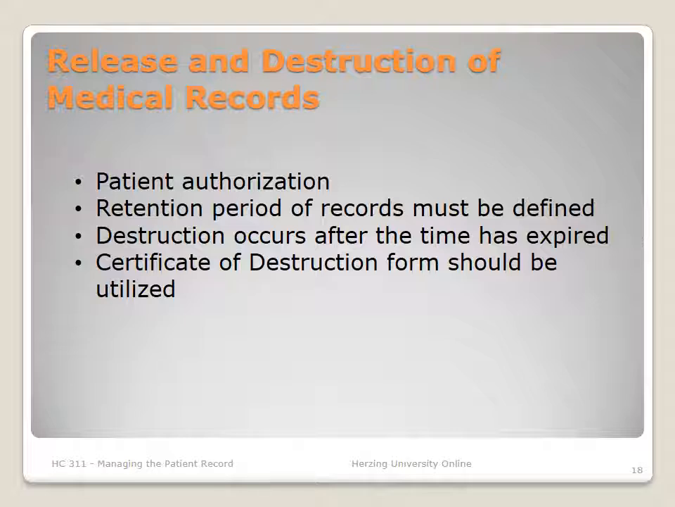Facilities must have policies and procedures to address how long they will keep medical records, when they can be destroyed, and how they will be destroyed. A certificate of destruction is a form that is a great way to record when and how records are destroyed. Companies that destroy records for healthcare facilities can provide this type of form.